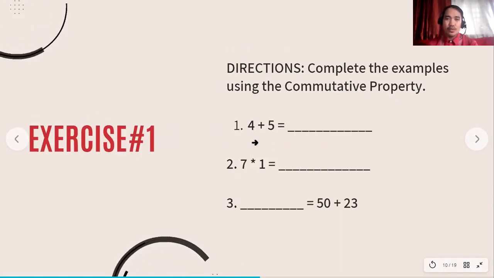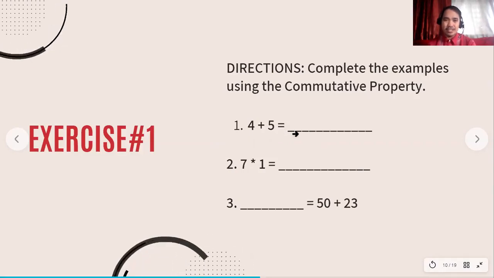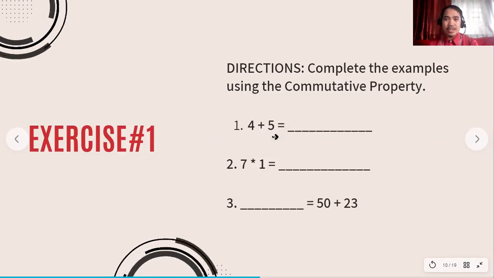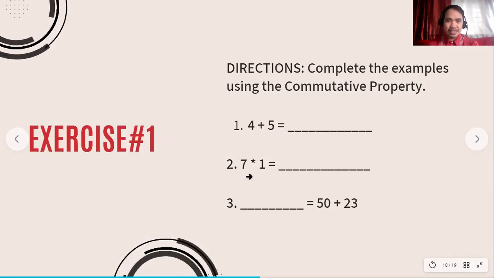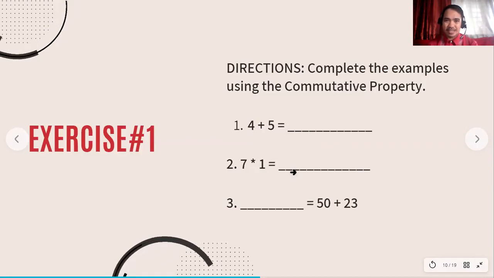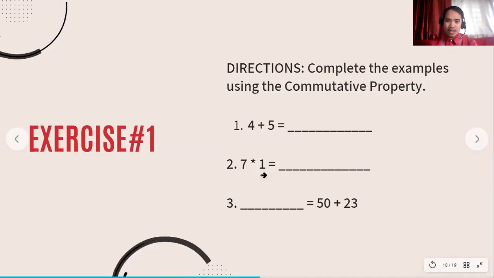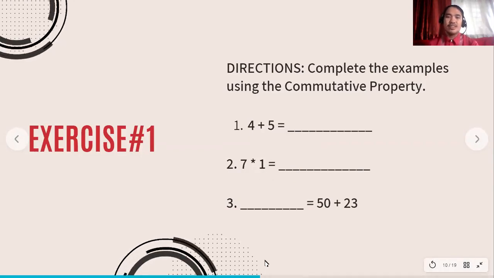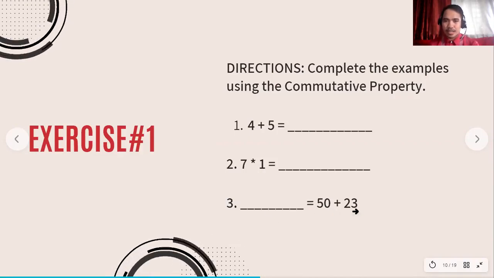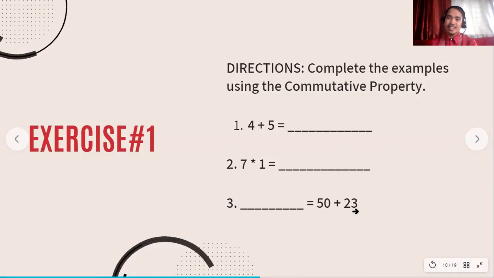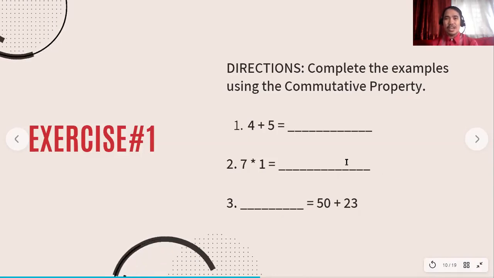Now, 4 plus 5 is equal to blank. Very good. So 4 plus 5 is equal to 5 plus 4. Next, 7 times 1 is equal to blank. Okay, that is correct, 1 times 7. Very good. What about the last item? Blank is equal to 50 plus 23. Okay, the answer here is 23 plus 50. Very good. Do you have any question, class?